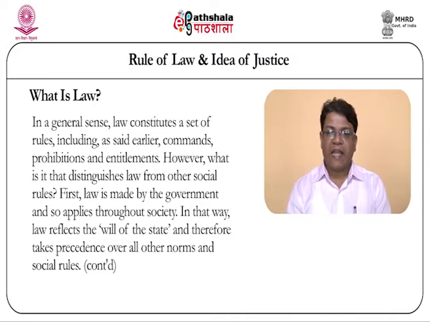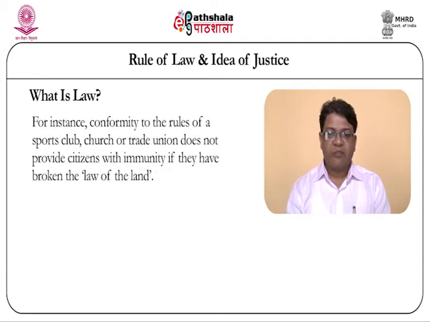However, what is it that distinguishes law from other social rules? First, law is made by the government and so applies throughout society. In that way, law reflects the will of the state and therefore takes precedence over all other norms and social rules. For instance, conformity to the rules of a sports club, church, or trade union does not provide citizens with immunity if they have broken the law of the land.